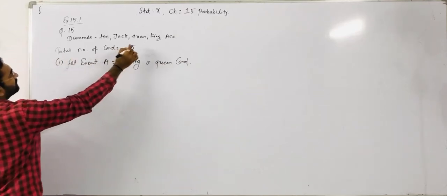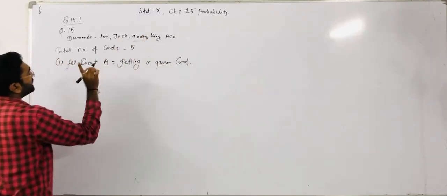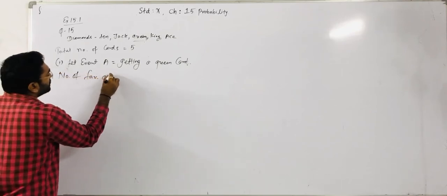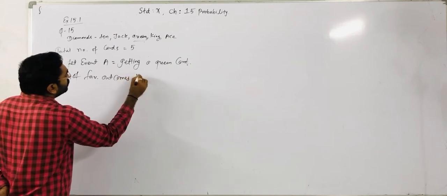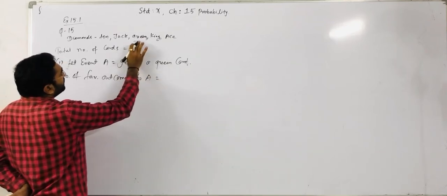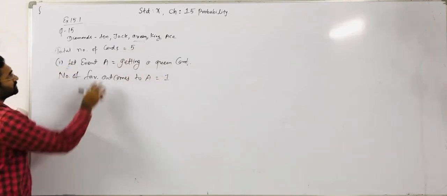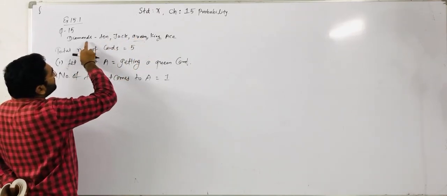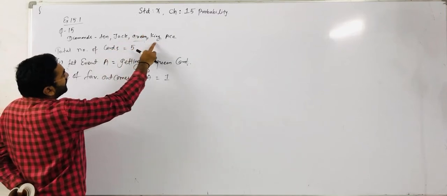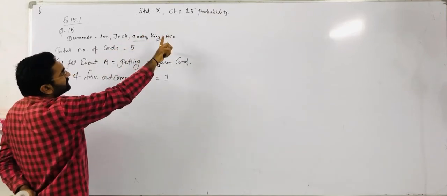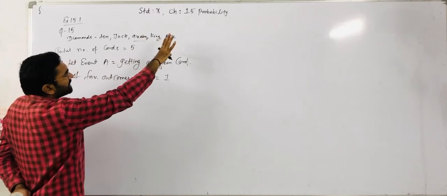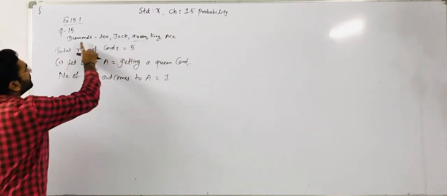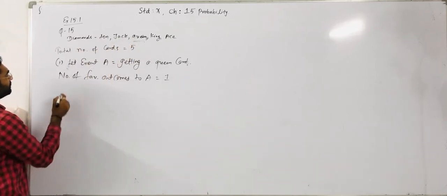From these 5 cards there is only one queen card, so we can say only one favorable outcome. So the number of favorable outcomes to event A is only 1, because in those 5 cards there is only one queen card. Suppose someone says I have diamonds 10, jack, queen, king and ace, and one heart queen is also there. Then we get 6 cards, and in this one, 2 cards are queen cards. But right now only the diamonds queen is given, so only one favorable outcome.